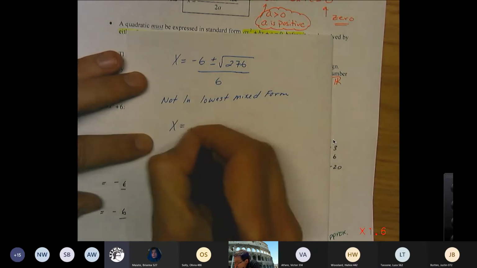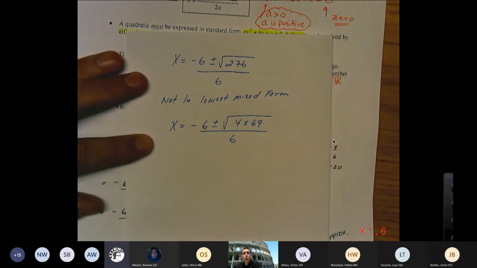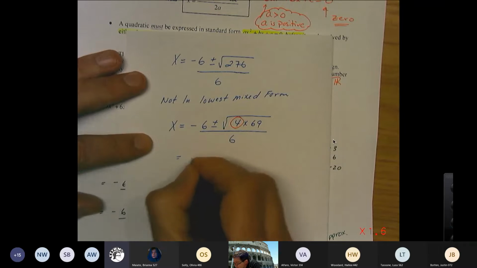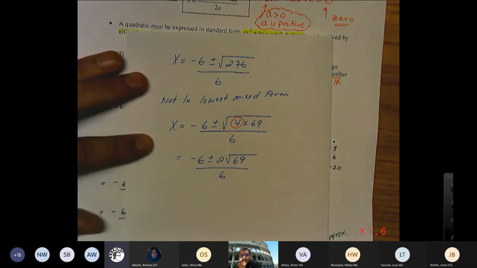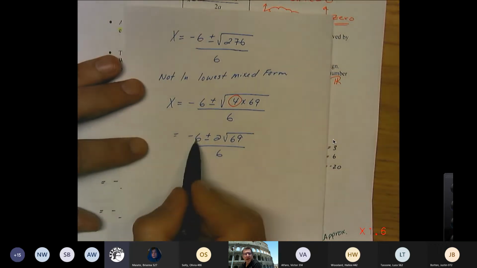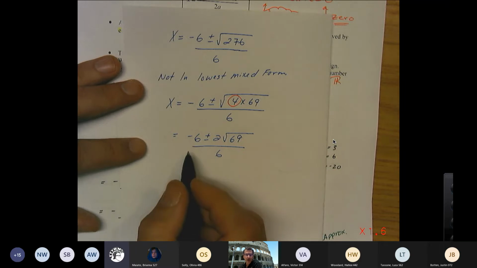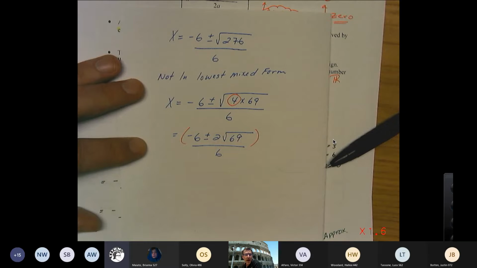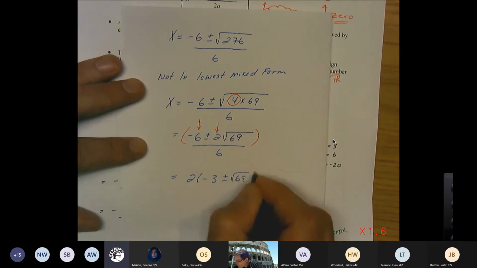We know better. We know that this could be changed into something simpler, and we know that this is a perfect square. So we want to do this. Now, there's a negative here. I originally common factored out a negative. I'm not going to this time because I like what it looks like without common factoring out the negative. I'm going to leave the negative here. So what am I going to common factor out of the top? What do they have in common? This one has a multiple of 2, and this one has a multiple of 2. So I'm going to take a 2 out. It's going to leave me with negative 3 plus or minus root 69 over 6.